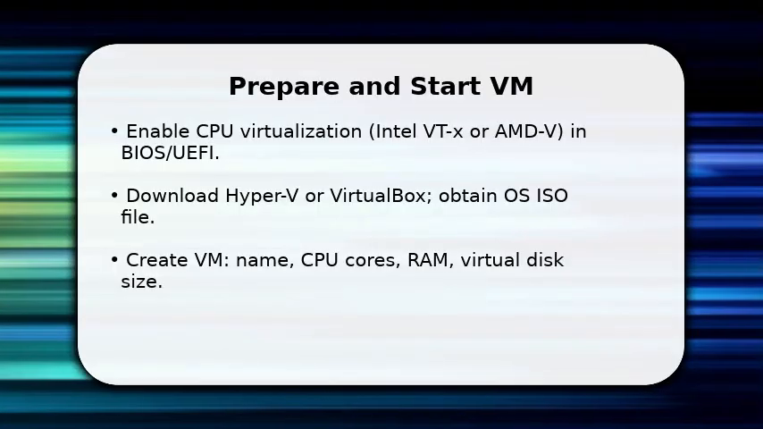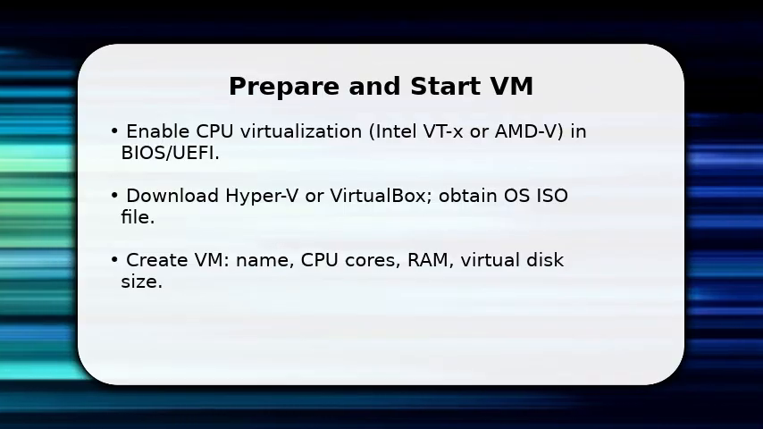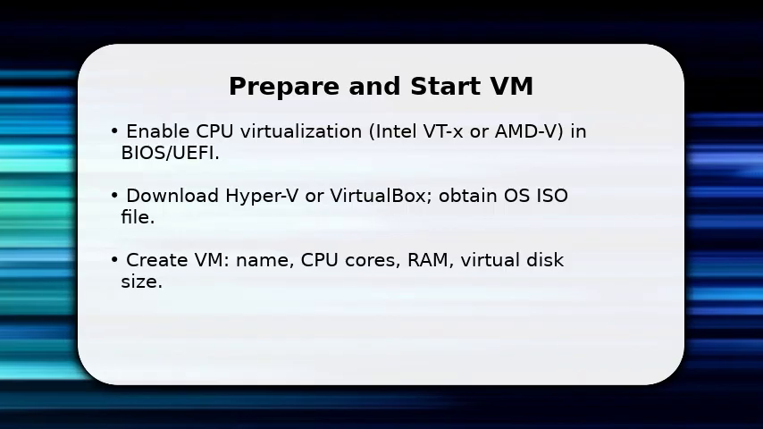You start by enabling CPU virtualization in BIOS so the host can run guest systems. Once done, install your chosen hypervisor, Hyper-V or VirtualBox, and download the OS ISO. Create a new VM and assign CPU cores and RAM based on host capacity. Make the disk at least the OS recommended size.